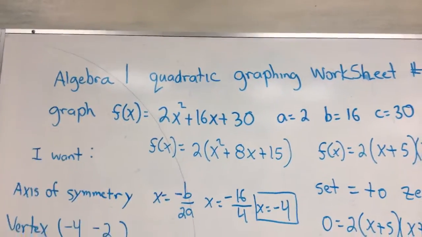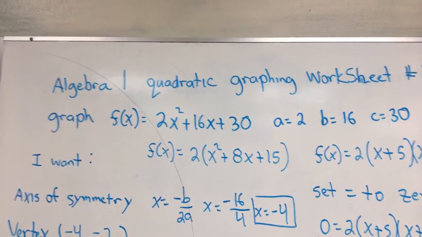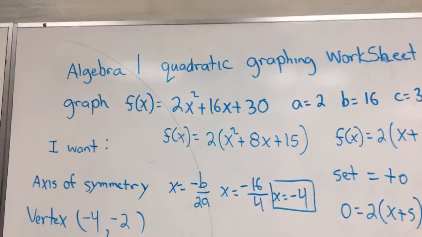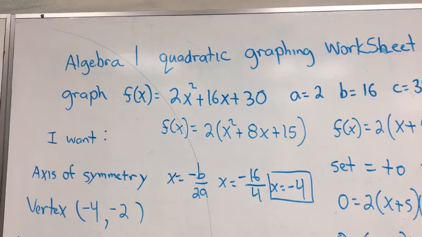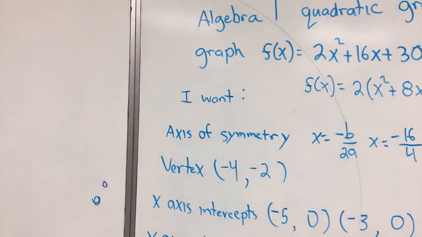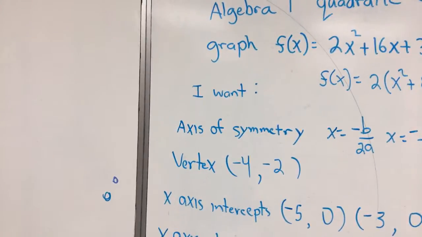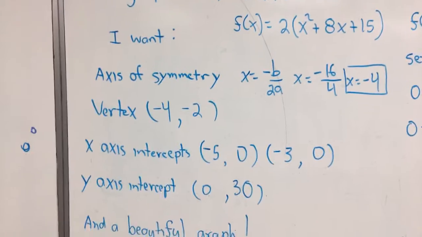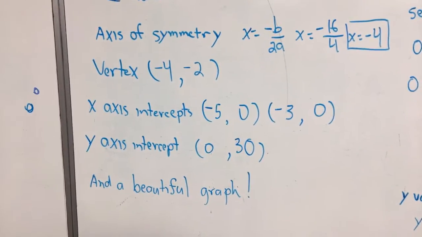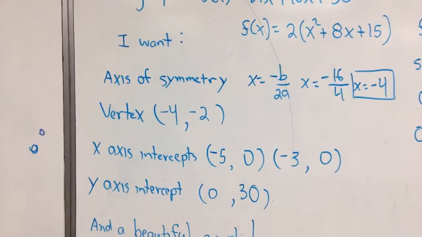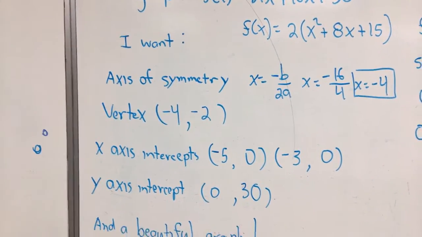So here's your challenge. You get to graph f of x is equal to 2x squared plus 16x plus 30, all right? Now you have several options here, but I'm going to start out with what I want, and then we'll figure out the best strategy to get that. I want an axis of symmetry, the vertex, the x-axis intercepts, the y-axis intercept, and I want a beautiful graph. I've already done this problem and filled them in, but I'll show you how I got that.